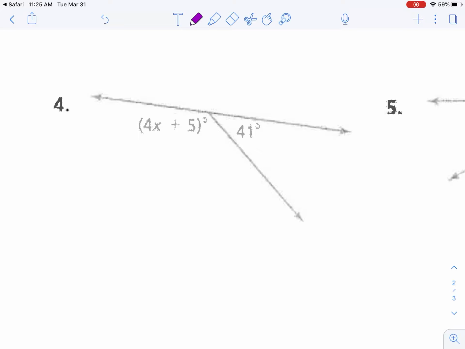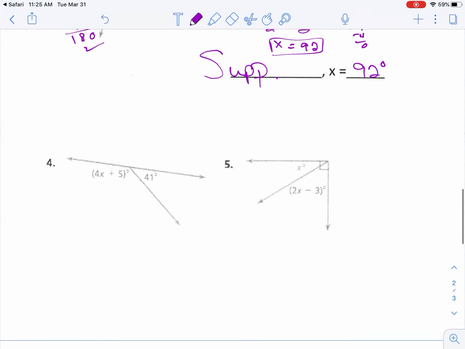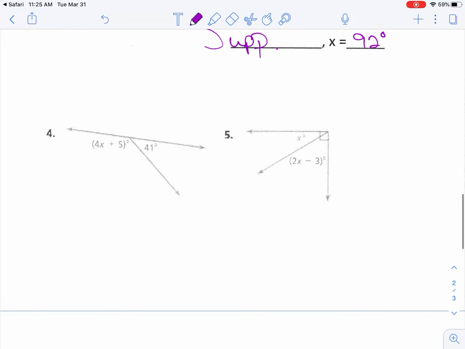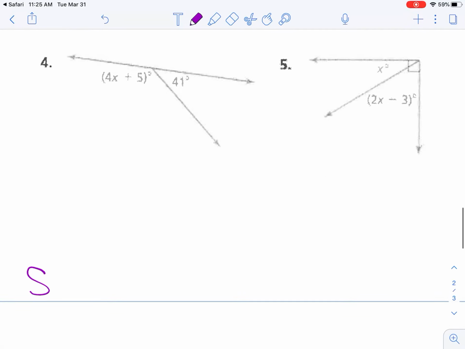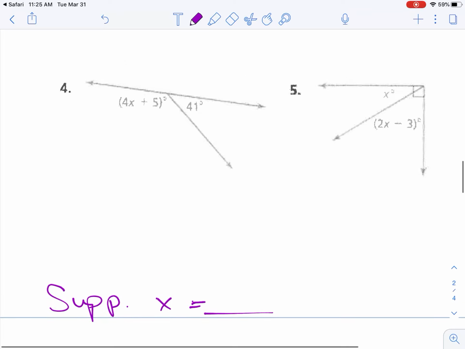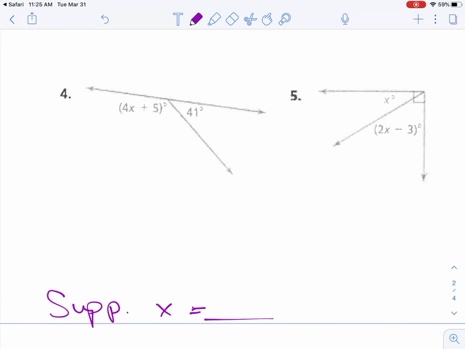Number 4, we see that straight line, which tells us it needs to be 180 degrees. I guess I don't have my labels down here. So this one will be supplementary. And then I need to add a spot for my x equals. Okay, so those two angles when added together need to equal 180 degrees. The angle on the left says 4x plus 5. The angle on the right is 41. When we add them together, we should get 180 degrees.